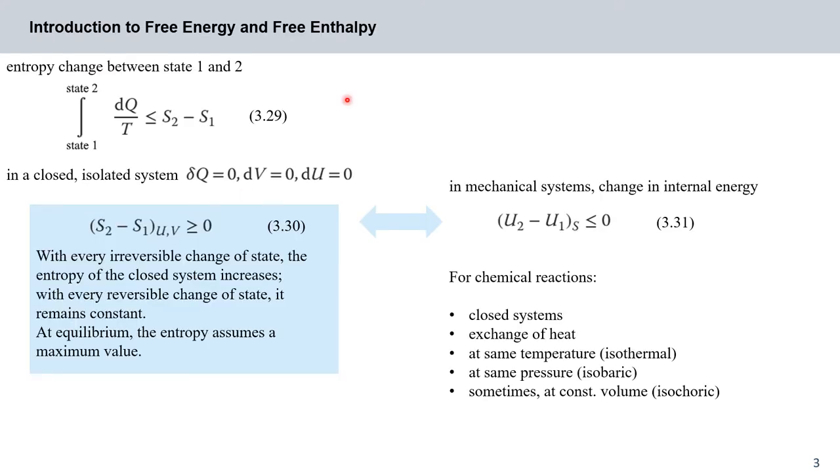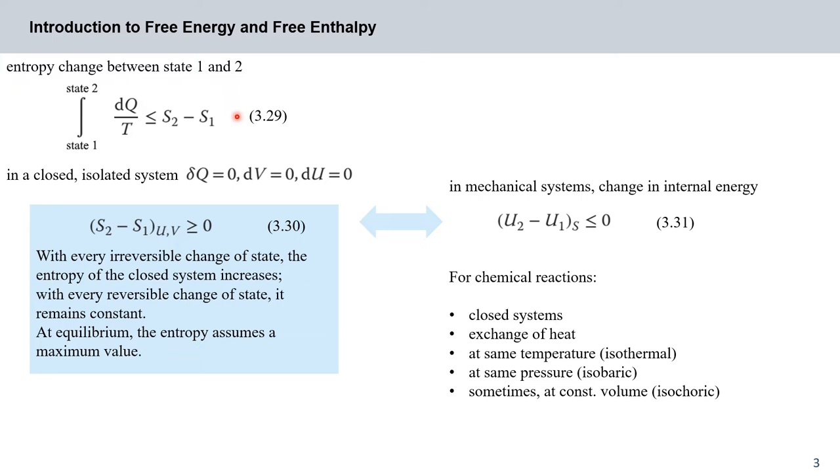So in the previous parts of the course, we introduced entropy as a state function, which should tell us something about the presence of an equilibrium or about the direction of a spontaneous process. We can express this here in equation 3.29, as the sum total of the exchanged energies dq over temperature, and this sum total is smaller or equal to the entropy of state 2 minus the entropy of a starting state 1. So this is pretty clear.